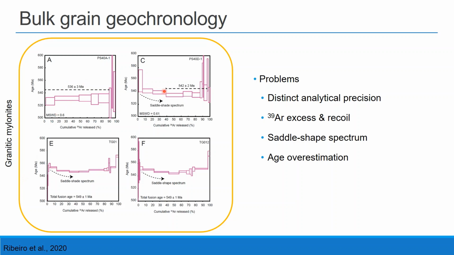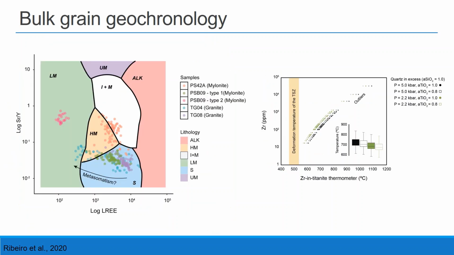This is 542 plus minus 2, but if the precision was better, we would probably have this saddle shape spectrum like we have in these samples. So we observed that it's really common that in deformed micas you have all the 39 argon excess recoil, and then you get this saddle shape spectrum, which leads to an overestimation in the age. So it's not a very good method for my study case.